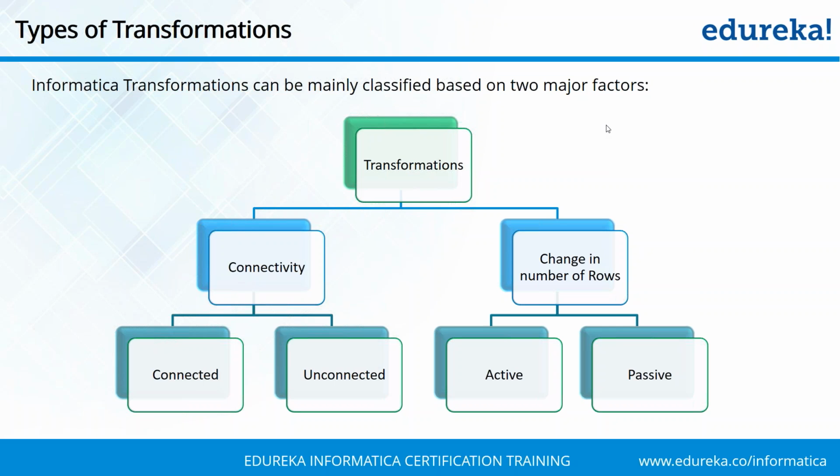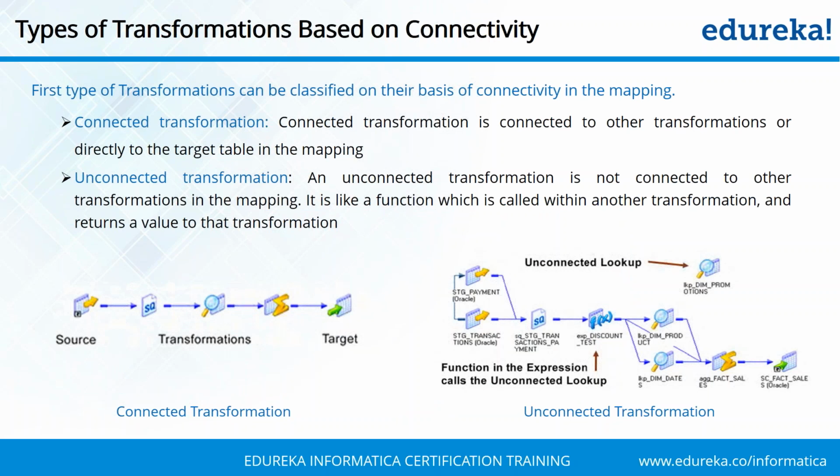Okay, so let's move ahead and look at the first category of transformations based on their connectivity. So here, as we have discussed, we have 2 types. The first is a connected transformation, where the transformation is either connected to another transformation or directly to the target definition. An unconnected transformation, although not connected to another transformation, is still part of our mapping. Now when I refer to a mapping, it is basically the iconic representation of each of either the source or the transformation or the target definition.